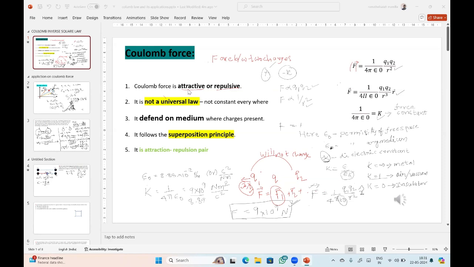In that case, Coulomb force is attractive or repulsive, whereas the law of gravitational force is only attractive. The law of gravitational force is a universal law, but Coulomb force is not a universal law, because it is not constant everywhere; it depends on the medium. It depends on the permeability of the medium, here the permeability of free space, epsilon naught.